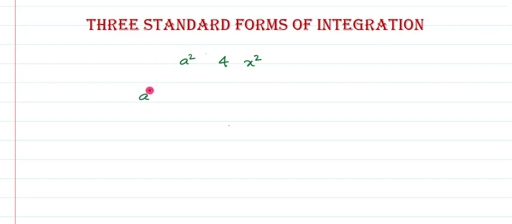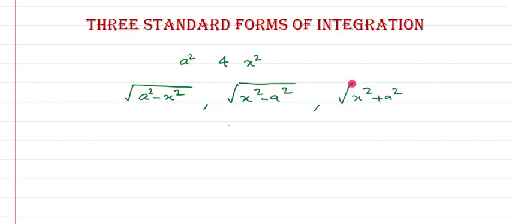Number one is, you can write square root of a square minus x square. The second one is square root of x square minus a square. And the next is square root of x square plus a square. What do you think? Is there any other way to arrange these two terms, a square and x square, by using these two signs, that is positive and negative? No. So these are the three standard forms for which we are going to find the integration by using by parts and substitution method.